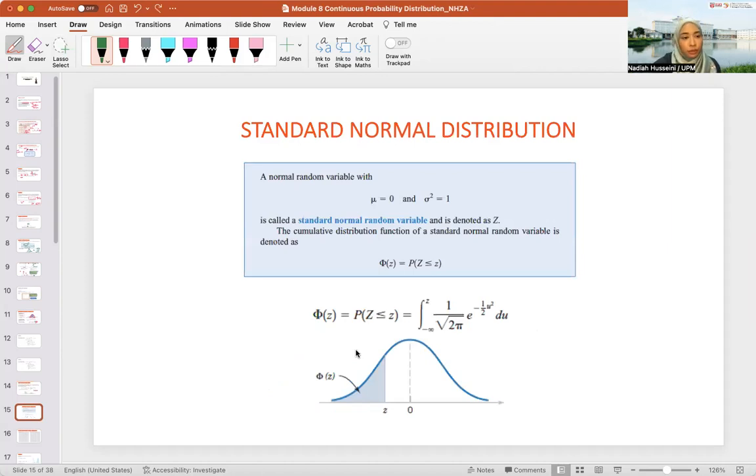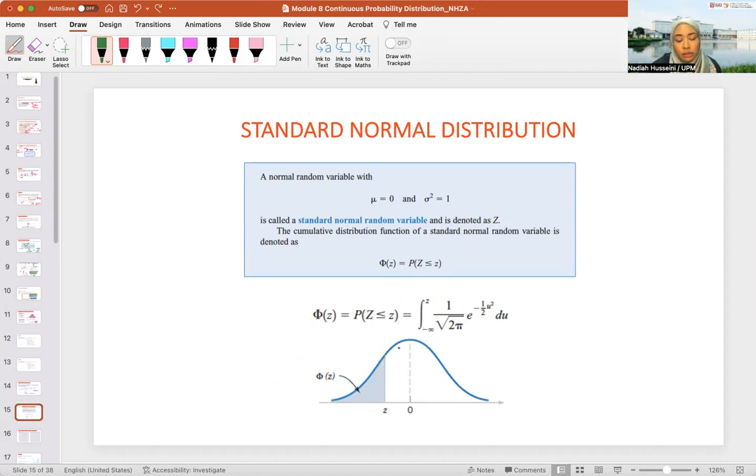Okay, so now we're going to continue with standard normal distribution. I told you standard normal distribution has a mean equal to zero and the variance is equal to one. It is called the standard normal random variable and is denoted as z. Typically, we would use the random variable x, right? But here they use the notation z. The cumulative distribution function of a standard normal random variable is denoted with this guy.